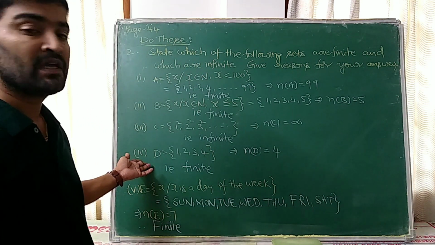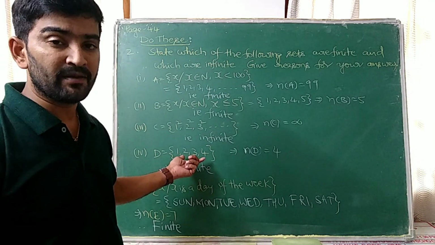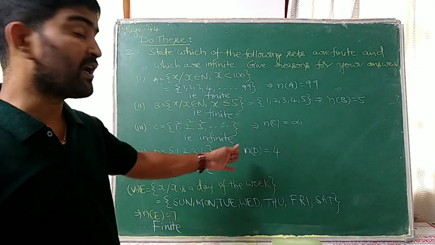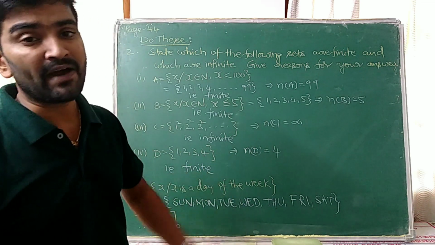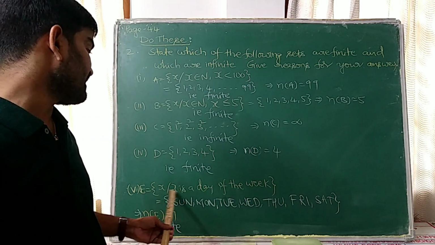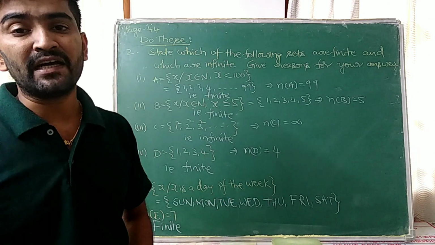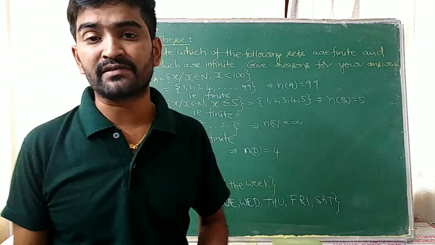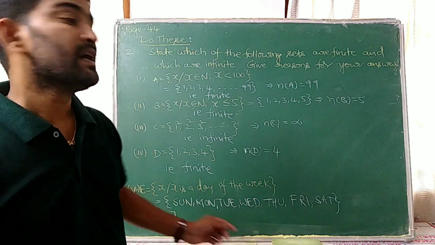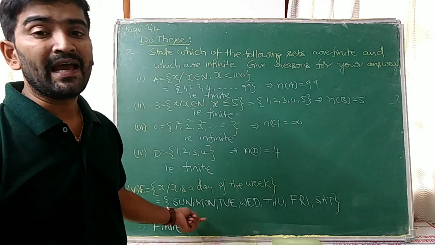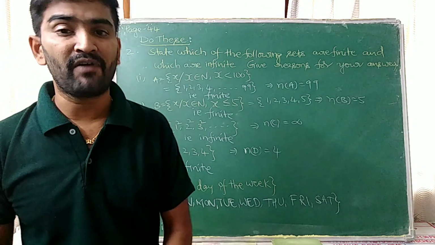Coming to the set D, it is simply a set of 4 elements: 1, 2, 3, 4. So n(D) is equal to 4. As n(D) is countable, it is a finite set. Here, E is x such that x is a day of the week. Day of the week means we know in a week we have 7 days: Sunday, Monday, Tuesday, Wednesday, Thursday, Friday, Saturday. n(E) is equal to 7. As it is countable, it is a finite set.